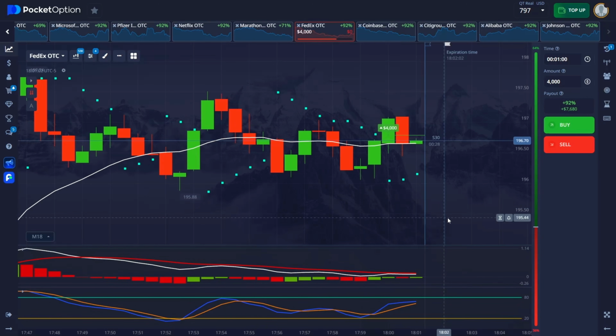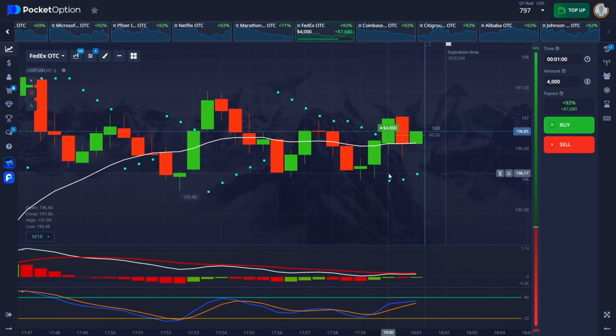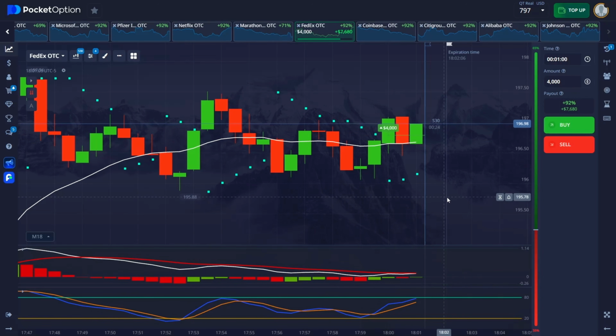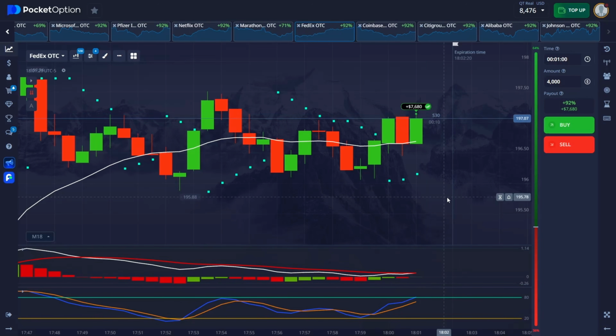So let's see what's going to happen for this trade, because now we have 3 Parabolic dots, so the strength has been strengthened. And this is the reason why when you're trading, all indicators should be in your direction. It's very important to always make sure of this.